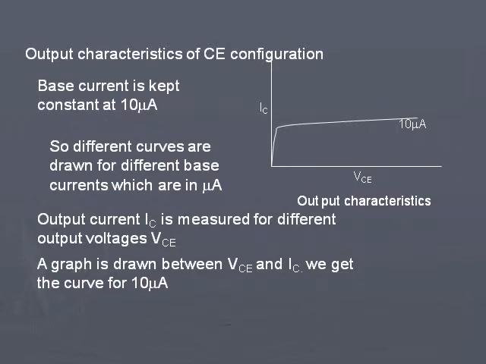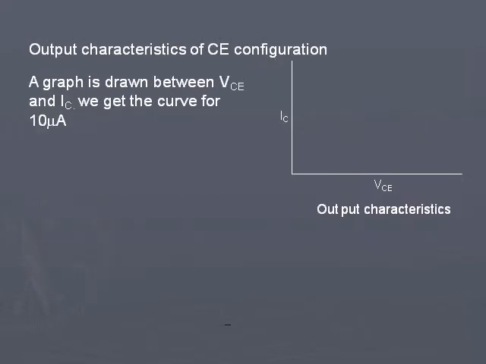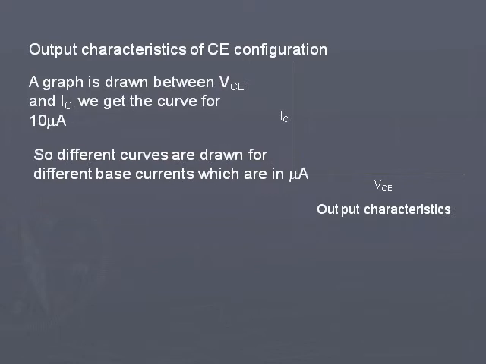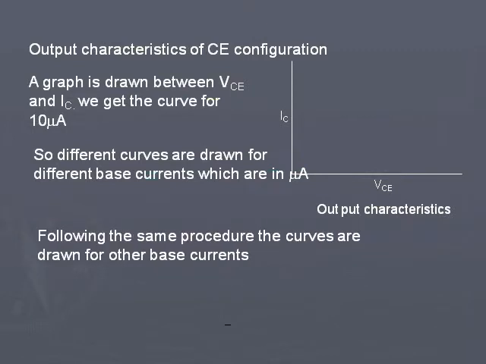Then we increase the current to 20 microamperes. The base current will be changed to 20 microamperes. Then the relation between VC and IC is studied. Then we will get the second curve. Like this, we will get different curves for different values of IB. These curves are drawn in the figure.